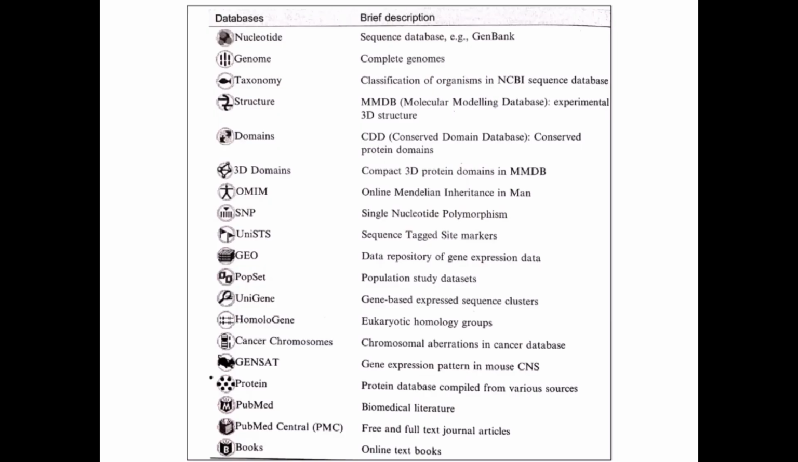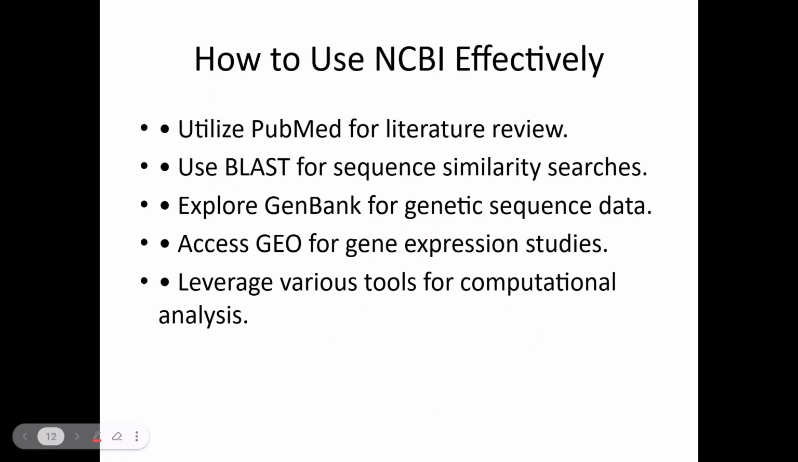Now let's look into the major symbols that are used. This is the symbol that we see for the nucleotide sequence database, for example GenBank. Then genome, taxonomy, structures, domains, 3D domains, OMIM, then SNPs and UniSTS, GEO, PopSet, UniGene, homologous gene, homology, cancer chromosomes, and GenSat, protein, PubMed, books. So these are just the major ones. There are many more.